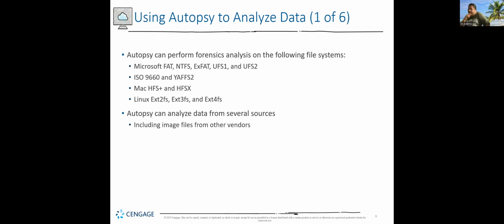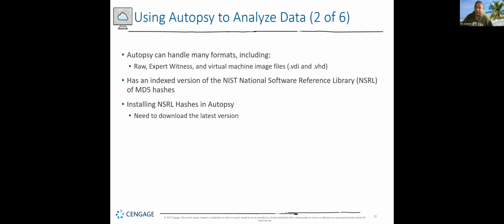Autopsy can analyze data from several sources, including image files from other vendors. That's kind of cool. Autopsy can handle many formats, including RAW. RAW is pretty common though. Also Expert Witness and virtual machine image files. Oh, I know good virtual image files. That's cool. I might consider making an image file, but if I make a virtual machine for Windows, they get really big in terms of space, like up to 26 gigs, 30 gigs plus.